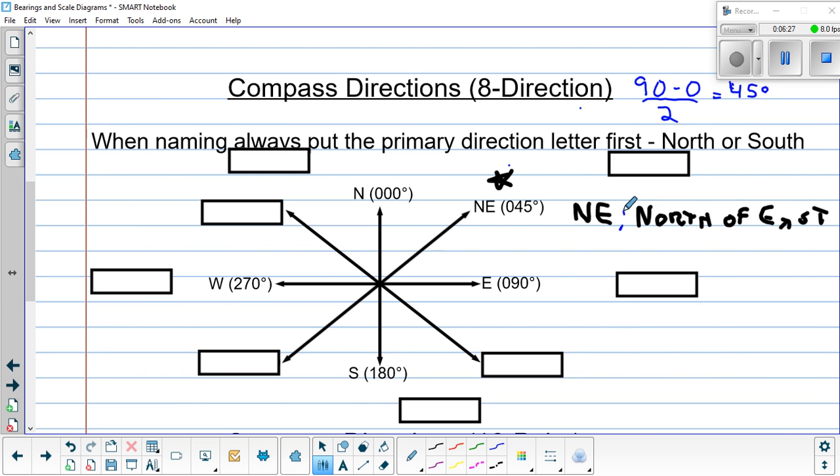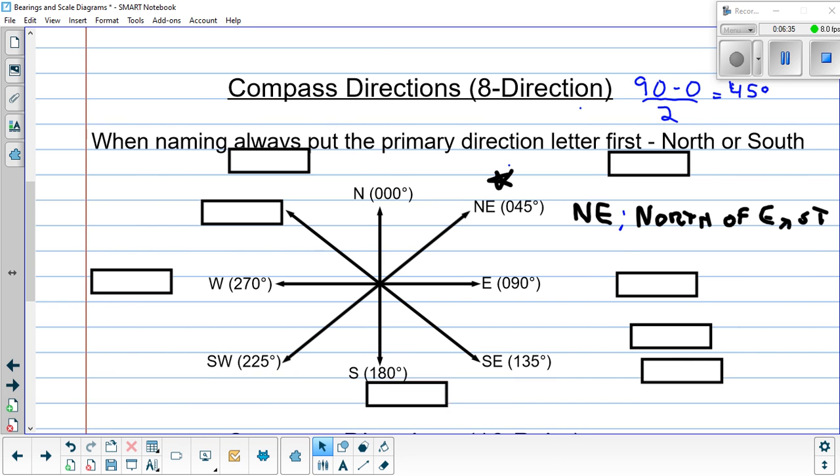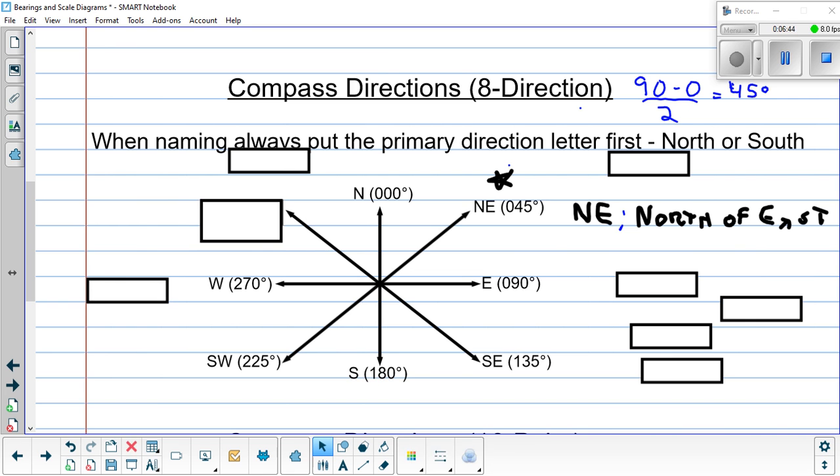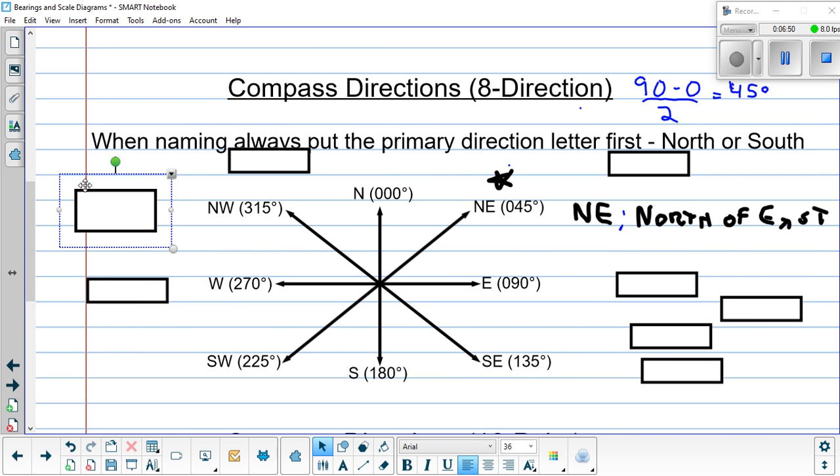All right. So let's go through them. So here our primary was south. So south of east. So SE, southeast. Then we have southwest, right? Primary, the closest thing is the south. So south of west, southwest. Then our last one is, well, if our primary is north, it should be NW, north of west, right?